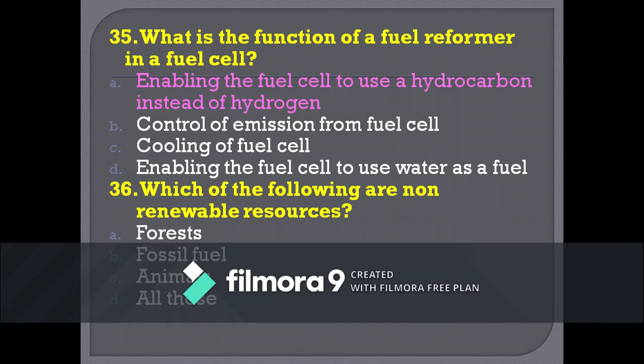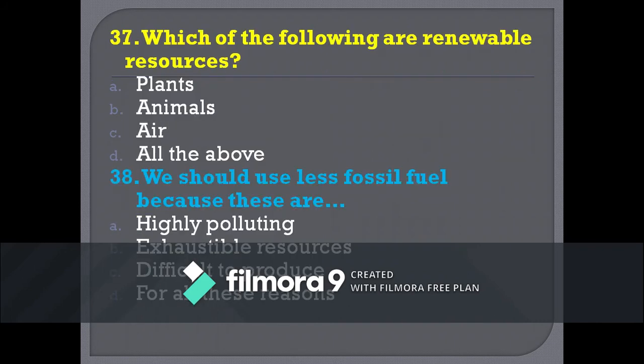Which of the following are non-renewable resources? Forest, fossil fuel, animals. If you look at all of these, forest and animals are renewable. So fossil fuel is the only thing which is non-renewable. Which of the following are renewable resources? Again, plants, animals, air, all the above is given. So all the above is correct. All of these are renewable resources.